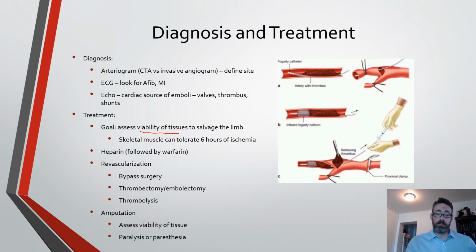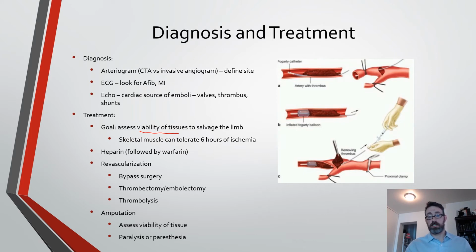Revascularization, so obviously we still have the clot. That was just anticoagulation, right? So we still have the clot there that we have to deal with. So we have to revascularize. So you can do a bypass surgery as an option, thrombectomy or an embolectomy, where you actually go in there and remove the clot itself, or thrombolysis, where we're actually going to inject tissue plasminogen activator to break down that existing clot. So that's what's going to help reperfuse.